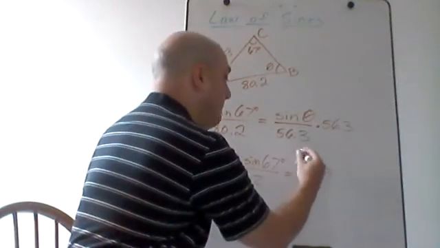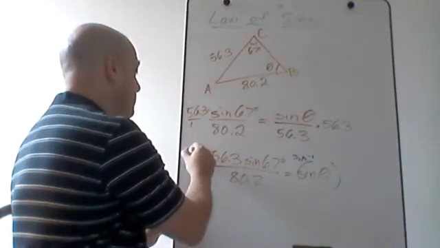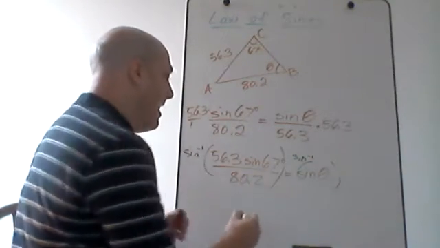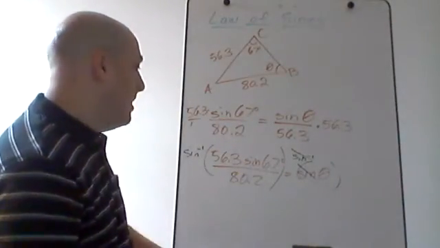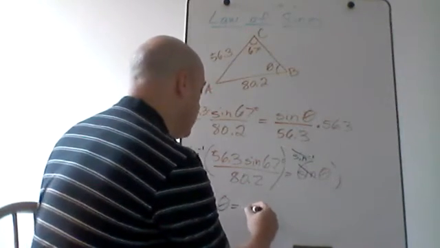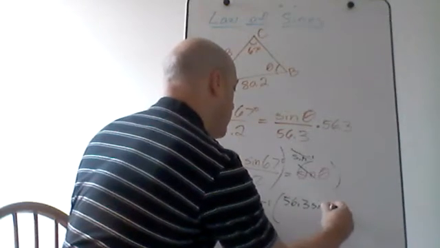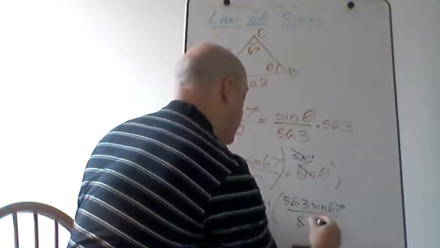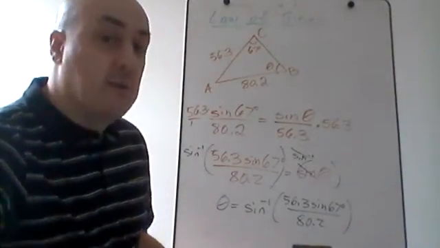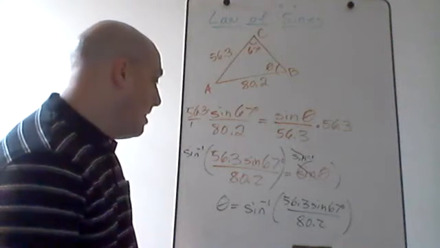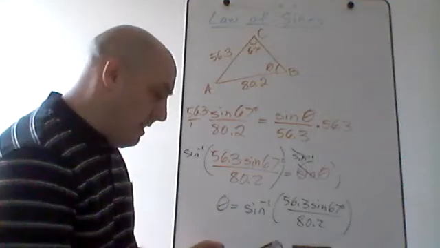Well, what cancels out the sine function is the inverse sine function. So I do the sine inverse of all this, and I do the sine inverse of all that, and the inverse sine function cancels out the sine function. So I get that theta is going to be equal to the inverse sine of 56.3 times the sine of 67 degrees all over 80.2. If you haven't seen the videos that I did on the inverse trig functions, you should definitely check those out.